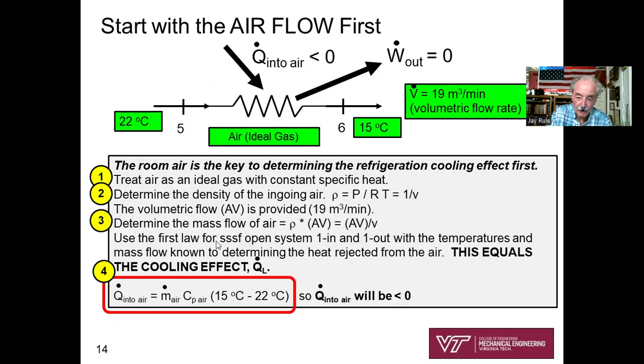Fourth, the first law for an open system, one inlet, one outlet, steady state, steady flow, ideal gas, temperatures are known. So Q dot into the air, it's going to be a negative number, minus W dot out, that's 0, equals m dot of the air, just found it, CP of the air, got to look it up, times delta T of the air, T2, 15, minus T1, or T6, 15, minus T5, 22. Got it? Okay. That's how we're going to calculate the heat transfer rate.